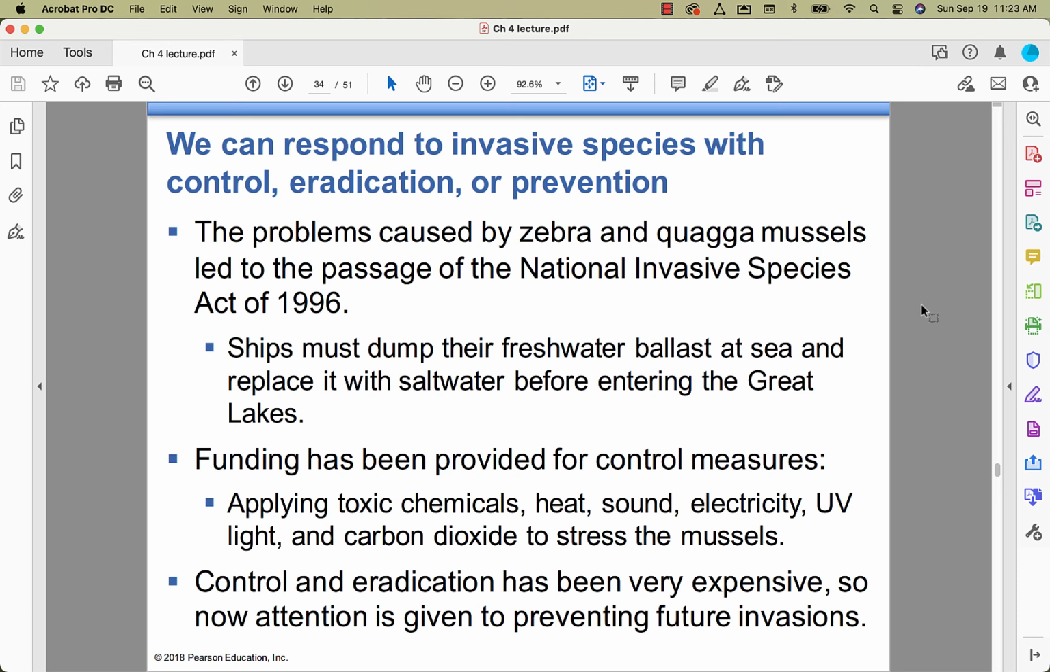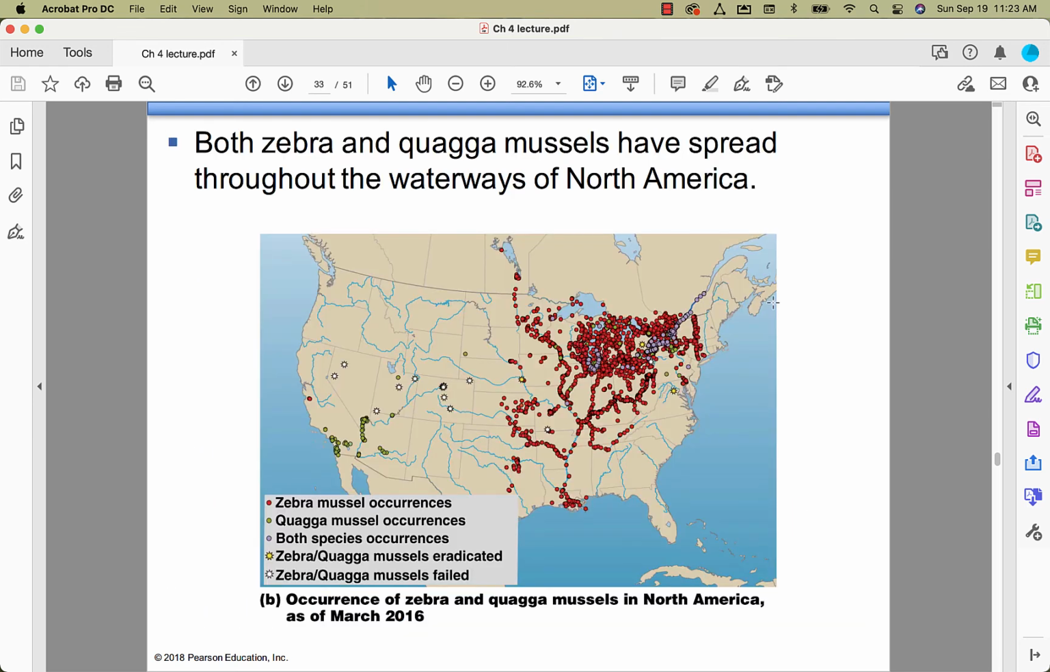That said that ships have to dump their freshwater ballast at sea. So they have to dump their ballast out here before they go into the St. Lawrence Seaway. That way, if they have any zebra mussels, the Great Lakes are freshwater. If they have any invasive freshwater species in their ballast, it goes out into the salt water so they won't survive and they can't spread. So that's one thing that ships have to do now as the result.